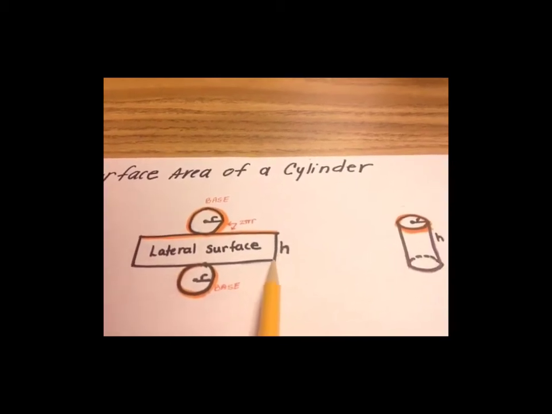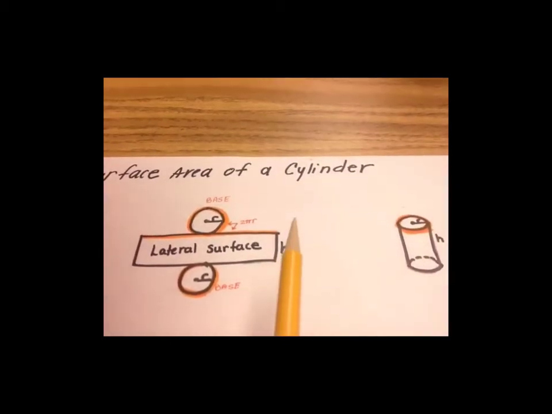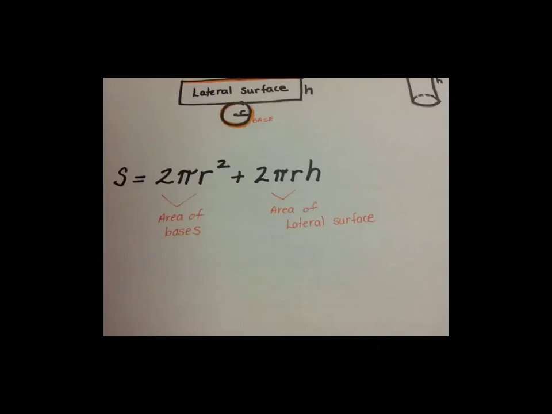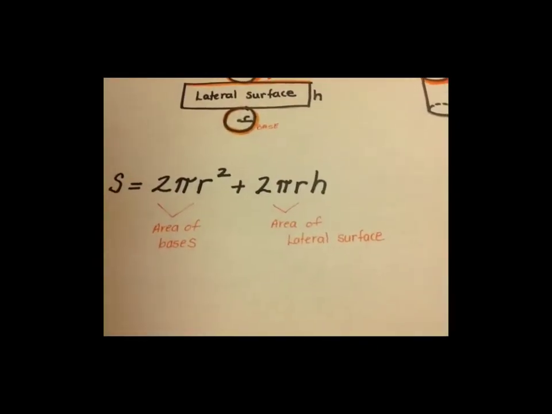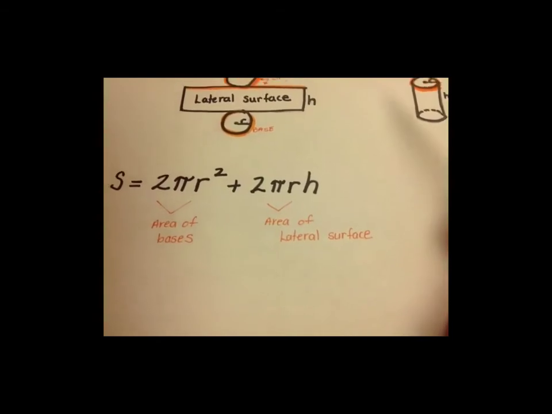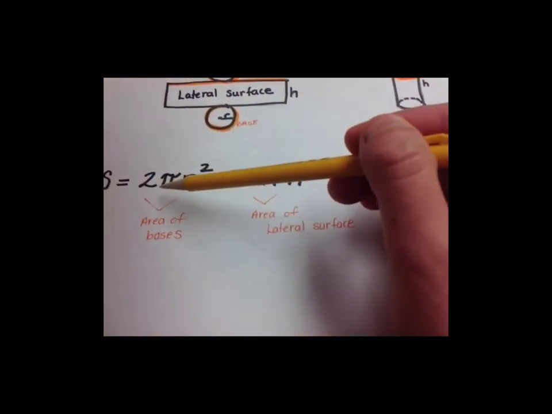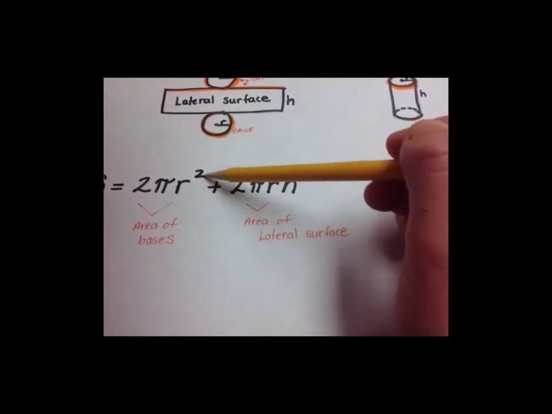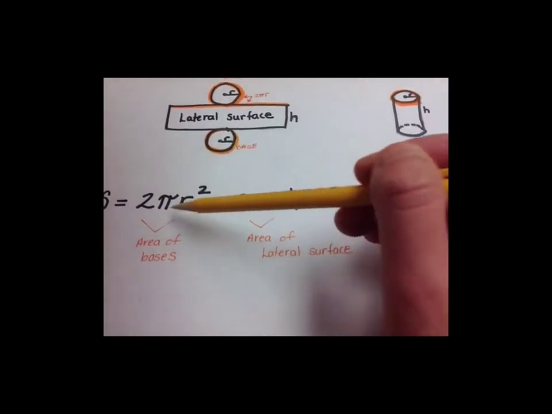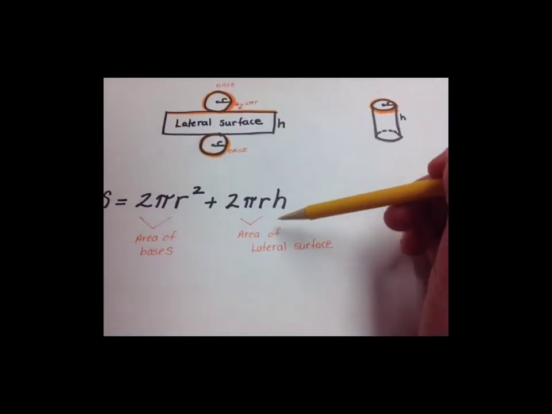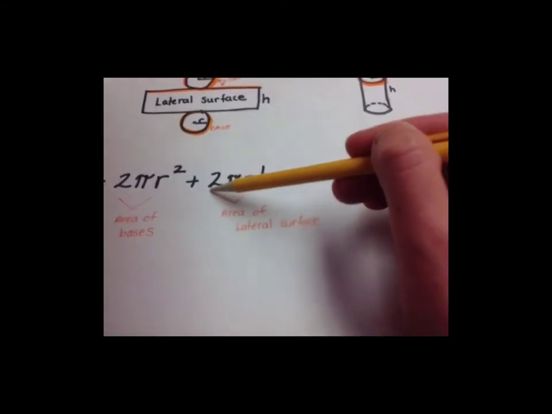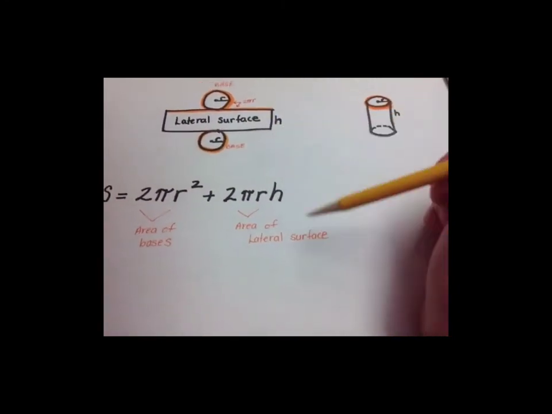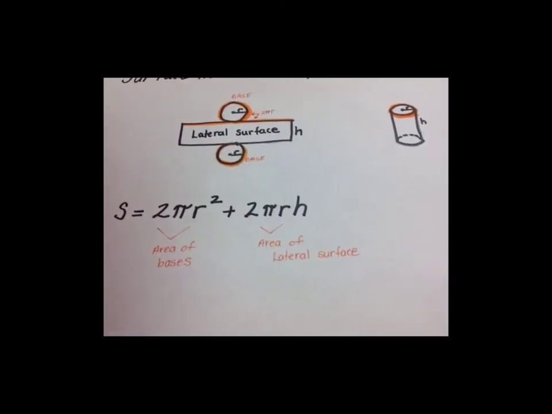And then to find the area of the base is an area of the circle, which is pi r squared. So that brings us to our formula for the surface area of a cylinder, which is surface area equals 2 pi r squared, and this is the area of the circular base, pi r squared times 2, because there's 2 of them, plus the area of the lateral surface, which is circumference of the circle, 2 pi r, which is going to give us this length here, times the height, which is h. And you add those two up, and you will find the surface area.